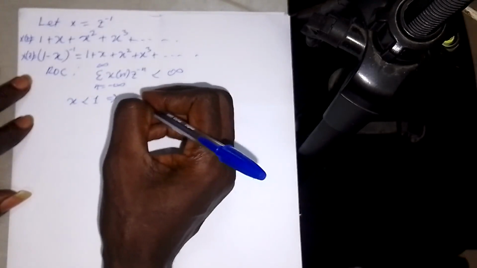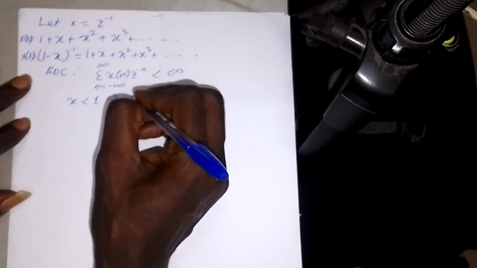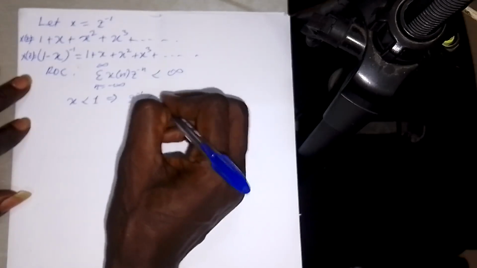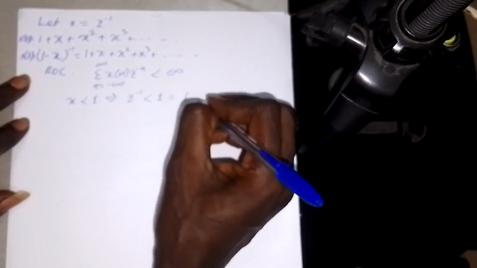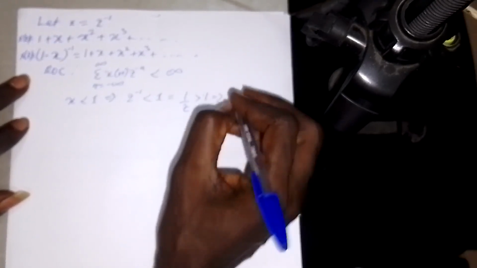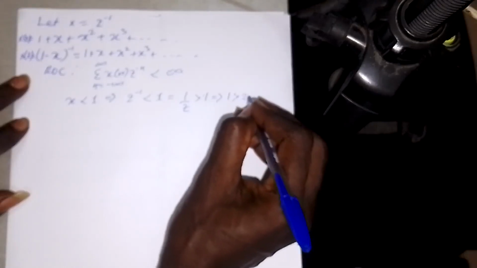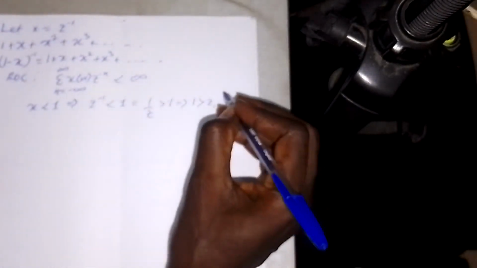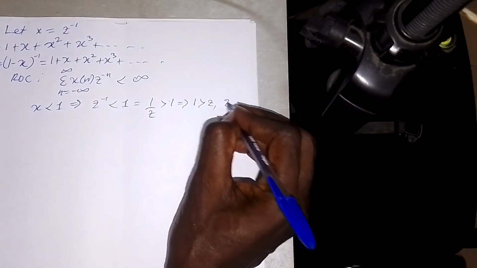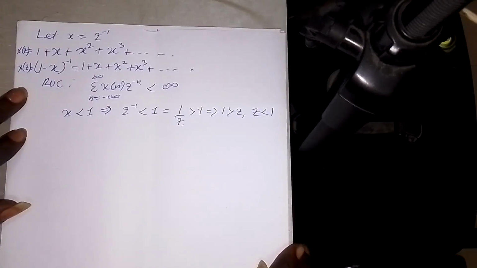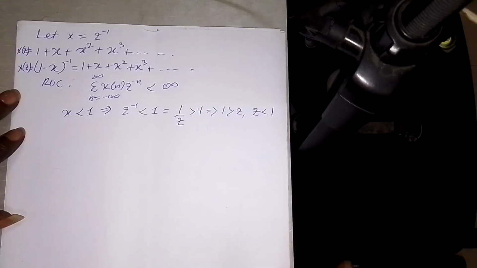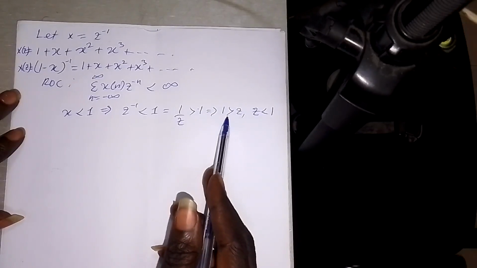So here, that means x must be less than 1. If x is less than 1, then z inverse should be less than 1, which means that 1 over z should be less than 1, which means that 1 is less than the magnitude of z. So basically, this becomes our ROC.